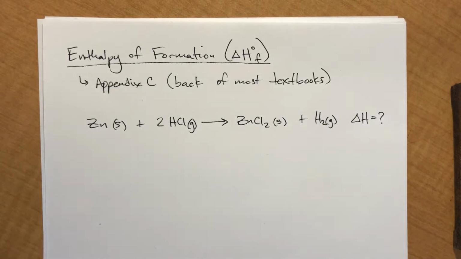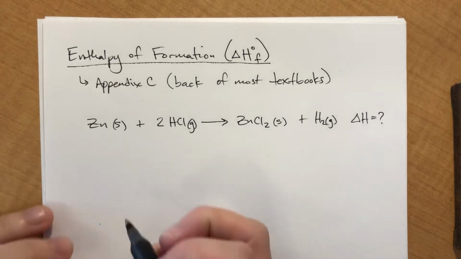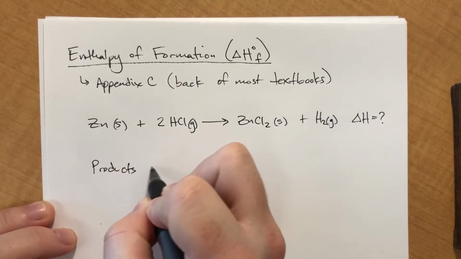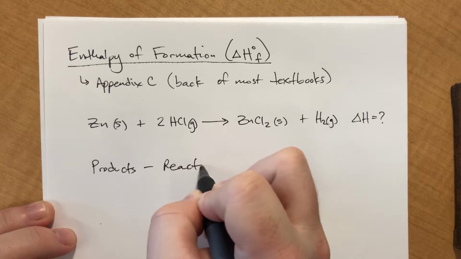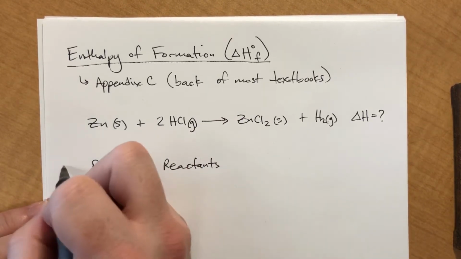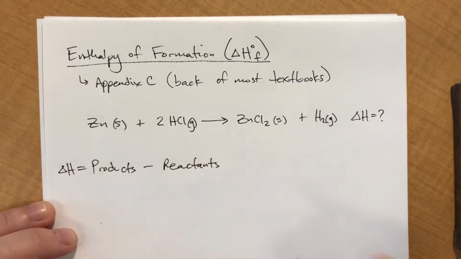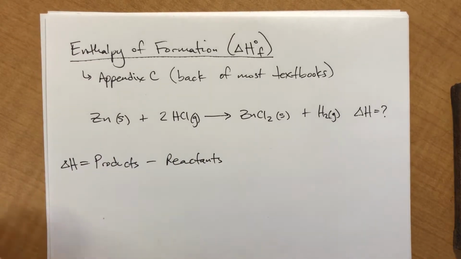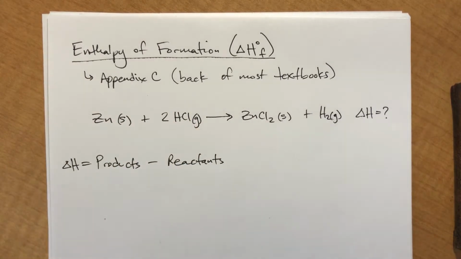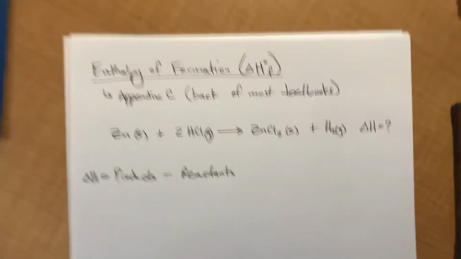Okay. So literally all you do is you just take the products minus the reactants. That's literally the entire process. So what we need to do is we need to know what are all the delta H of formation for each of these. So we're going to use Appendix C. This may not be the one that I post on OnCourse, but it's from a different textbook. State symbols matter a lot.